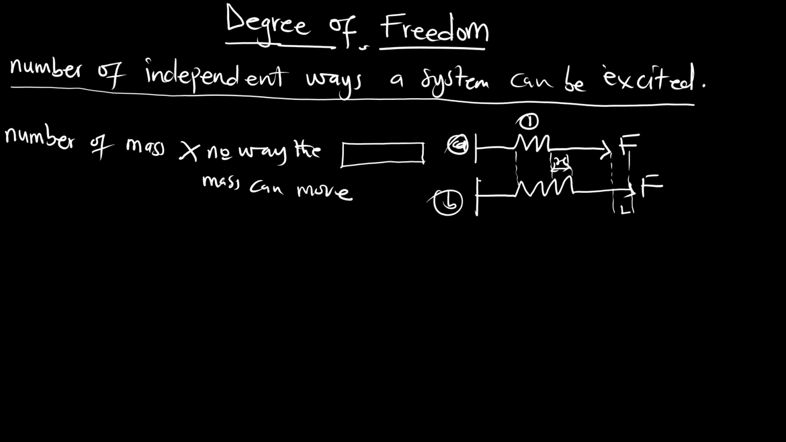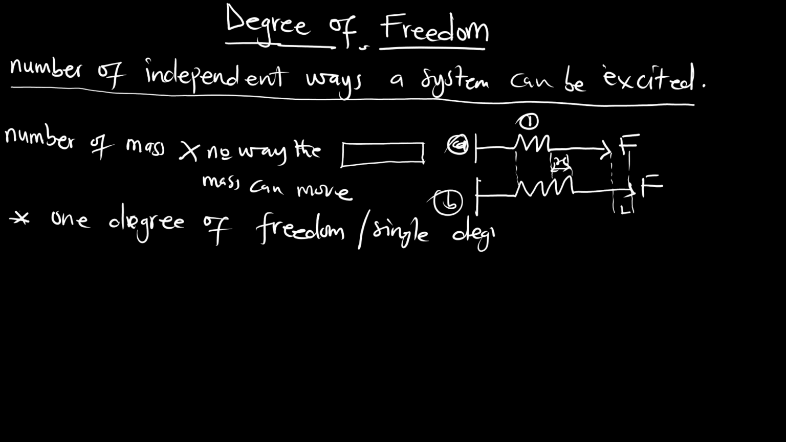Now we have one way, which is if the system can be disturbed only one way, then we call that 1 degree of what? Freedom, or what we call single degree of what? Single degree of freedom, meaning that the system can be disturbed only in one way. You can never disturb it or excite it in two ways.